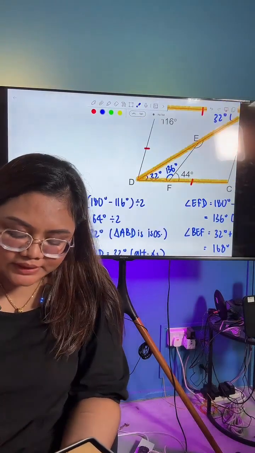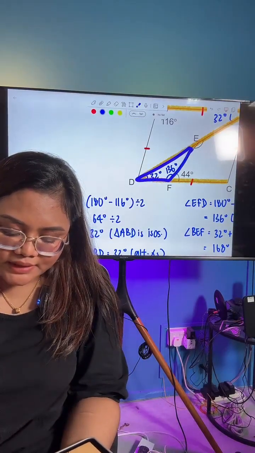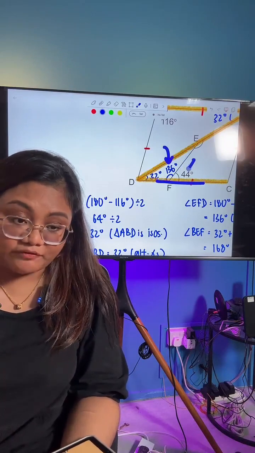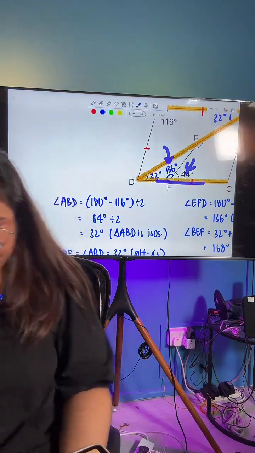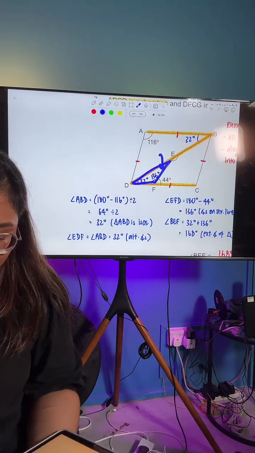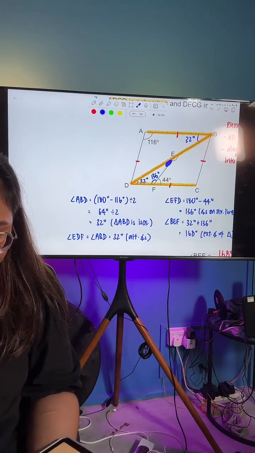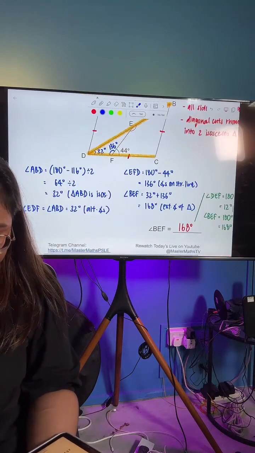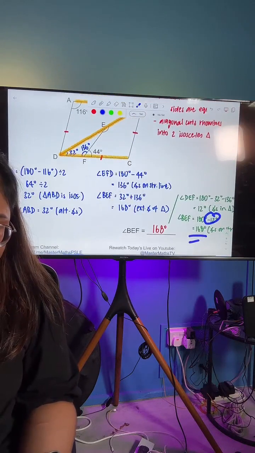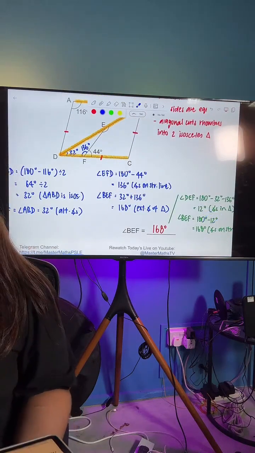Alright, then from here we have 32 already. We can then find 136 by taking 180 minus 44 to give us 136. Then after that, we can find the missing angle in here using angles in a triangle to give us 12. And then 180 minus 12 to give us 168 right up here, the angle that we want. Okay?